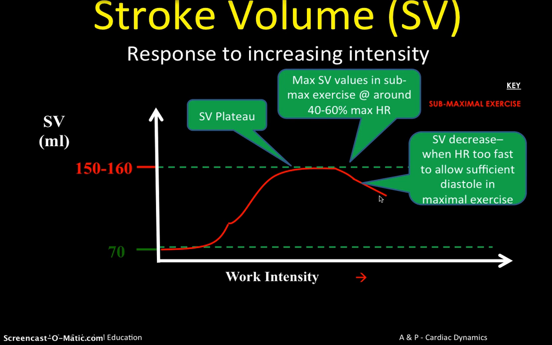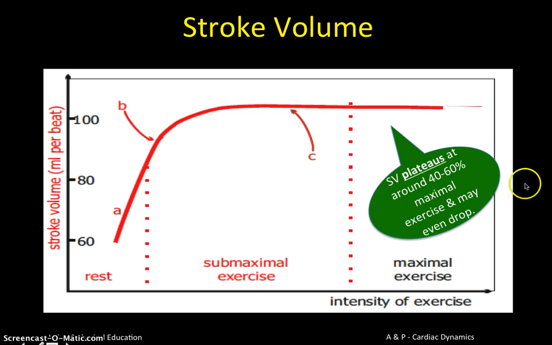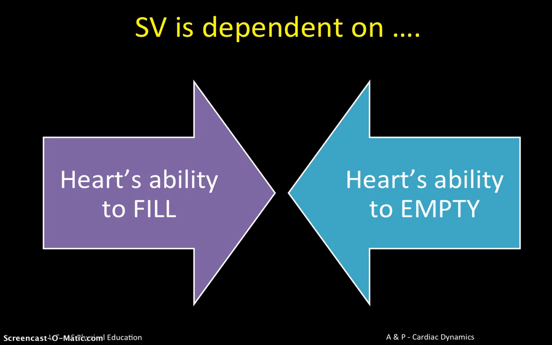Basically your heart is beating way too fast to allow your heart to fill, and therefore it can't eject as much blood each time. Here's another graph, same sort of thing, just showing the plateau at around 40 to 60% of your maximum heart rate. And again, sometimes the value of stroke volume can drop a little bit after a period of time. So stroke volume is really important, and it's dependent on your ability of your heart to fill and the ability of your heart to send out that blood.